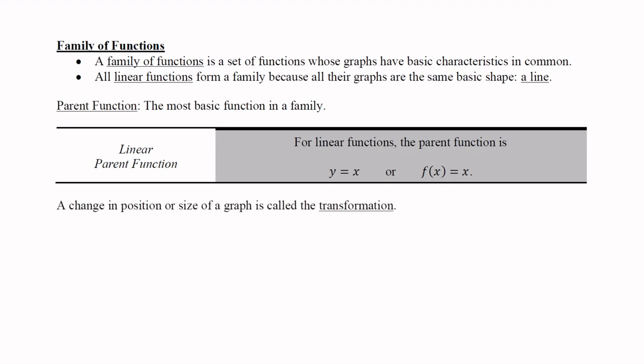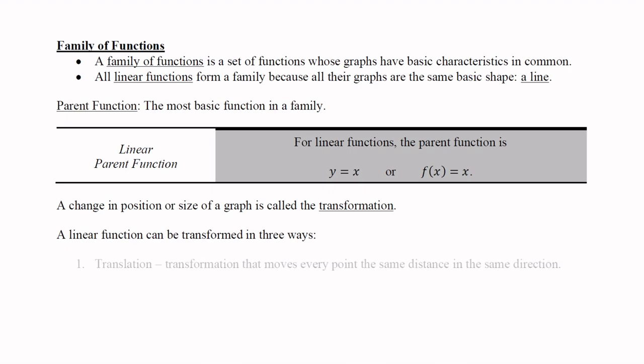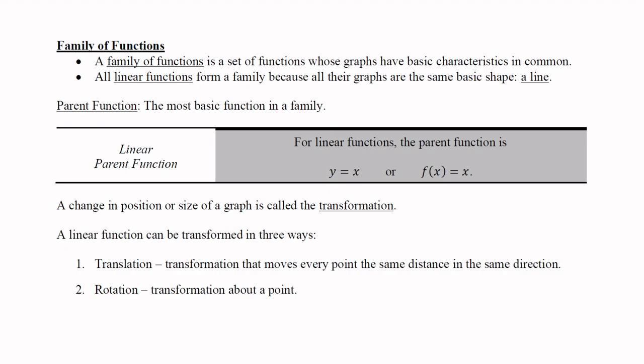A change in position or size of a graph is called a transformation. A linear function can be transformed in three ways. It can have a translation, which is a transformation that moves every point the same distance in the same direction; a rotation, which is a transformation about a point; or a reflection, which is a transformation across a line that produces a mirror image.